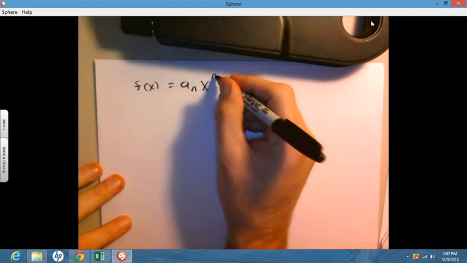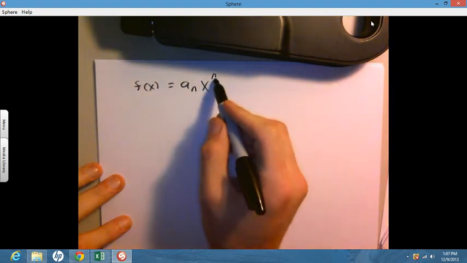Now, n has to be a non-negative integer. It can be 0, 1, 2, 3, 4, 5, 6, 7, 8, 9, 10, 11, 12, 13, 14, 15. It cannot be a half. It cannot be 3/4. It cannot be a negative 1/2. It can't be a negative 1. It can be 0, but it has to be a non-negative integer.